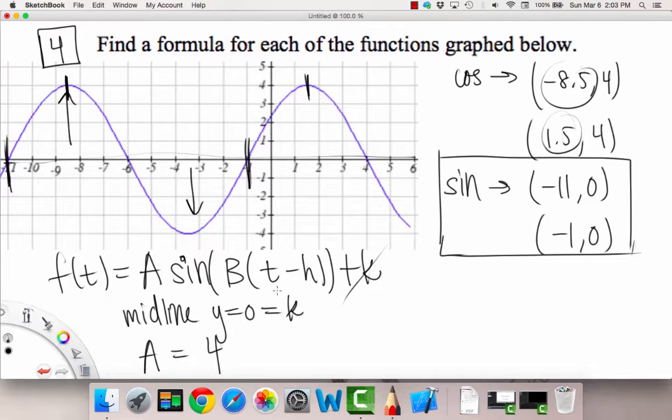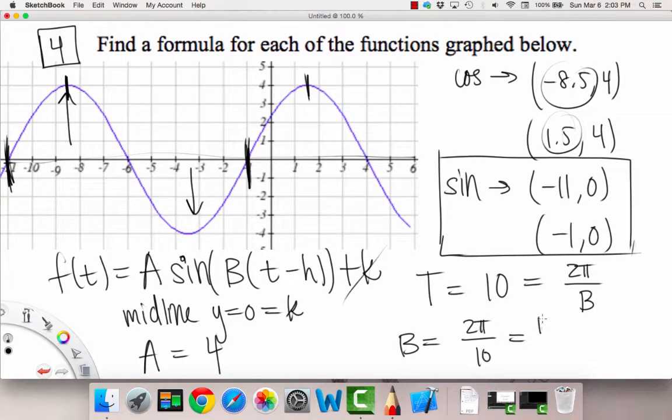How about b now? That is going to be determined by our period. So let's study our graph first to see how long our period is. We go from negative 11 to negative 1, so the distance in between is just going to be 10. And this should be equal to, according to our formula, 2 pi over b. So we know that our b is now going to be 2 pi over 10, which can be reduced to pi over 5. So now we have our k, we have our a, we have our b, and now we just need the h, the horizontal shift.